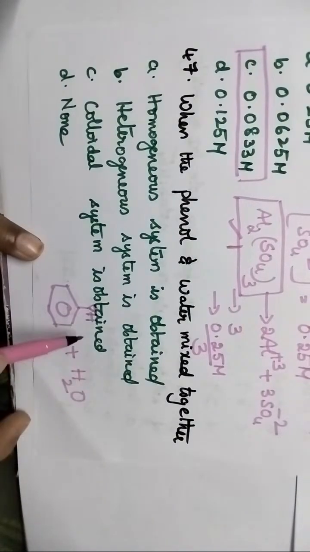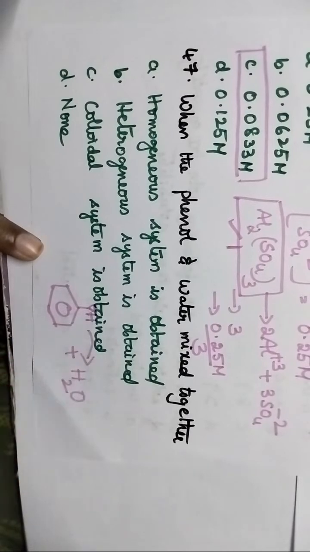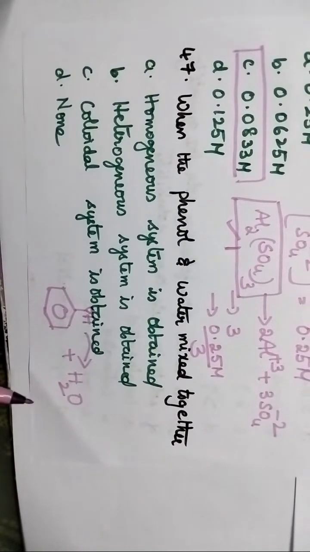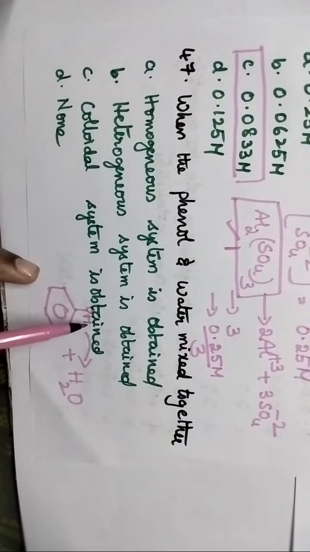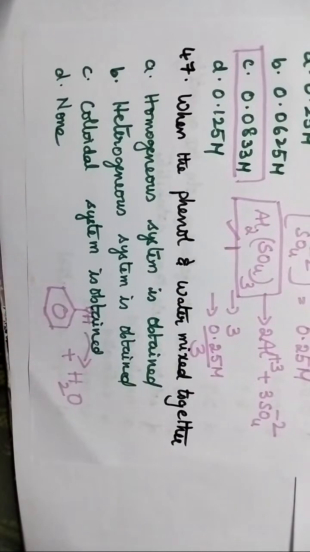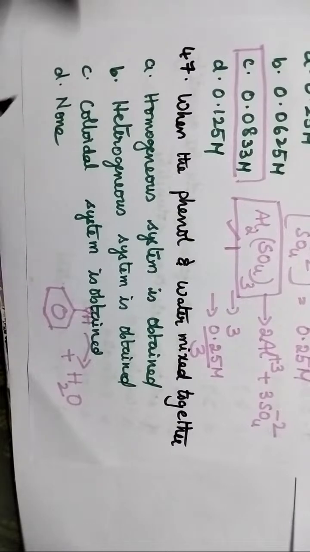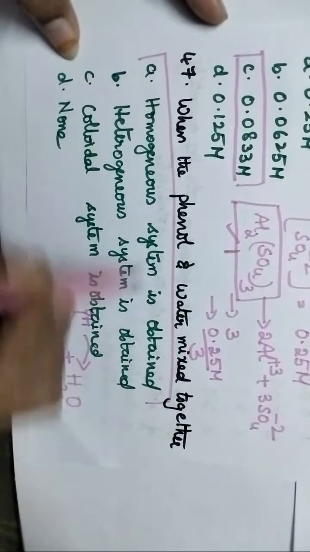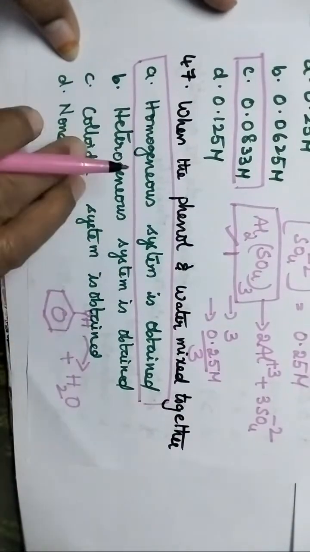What is the logic? Phenol is soluble in water due to hydrogen bonding. Then what happens? Phenol is completely soluble in water because it consists of OH group. Hydrogen bonding is possible. Then what type of system will be obtained when phenol is mixed with water? Bhavani, you just think and answer. It is completely miscible. That means it gives a homogeneous solution. So option A is the right answer.